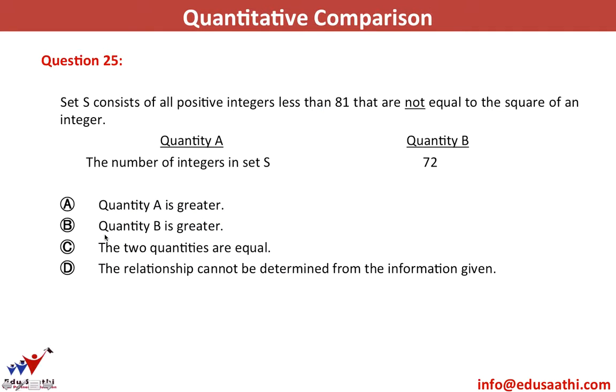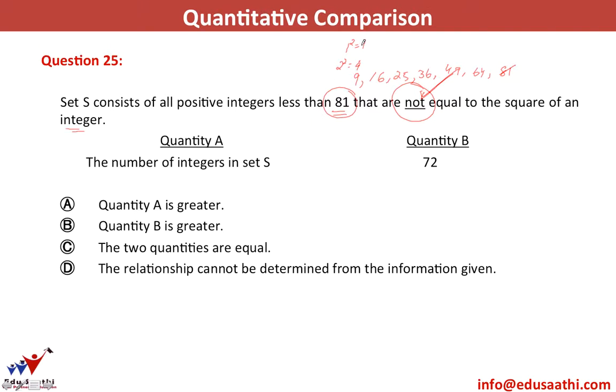Let's look at the last question from this lecture. Set S consists of all positive integers less than 81 that are not equal to the square of any integer. So this 'not' is very, very important. Now, square of any integer, what I need to know is 1 square is 1, 2 square is 4, 3 square is 9, then 16, 5 square is 25, 36, and 7 square is 49, 8 square is 64, 9 square is 81. So 81 is anyways not counted because they have to be less than 81.